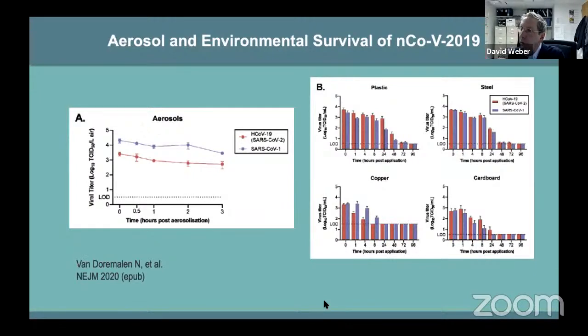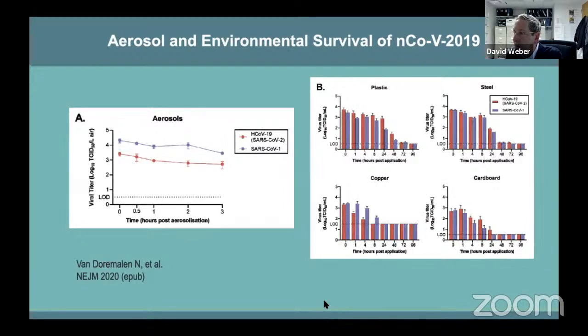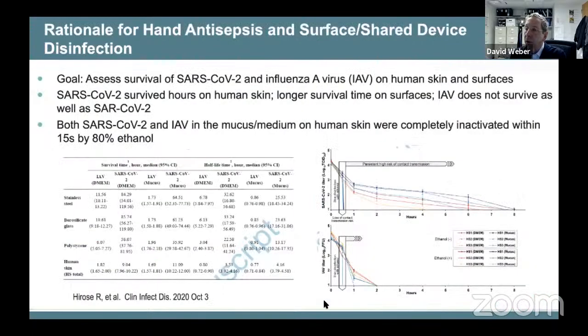So what about environmental survival of this case? It's other coronavirus, but people have shown this with SARS-CoV-2 as well. It will survive in the air, but that's a rotating drum, not really relevant here. But to the right, you can see it'll survive on plastic, steel, cardboard for hours, and in some cases, days. But survives less well on paper products than it does on other products. So yes, it can contaminate the environment. Someone who's ill with COVID, coughs, sneezes, it'll contaminate the environment.